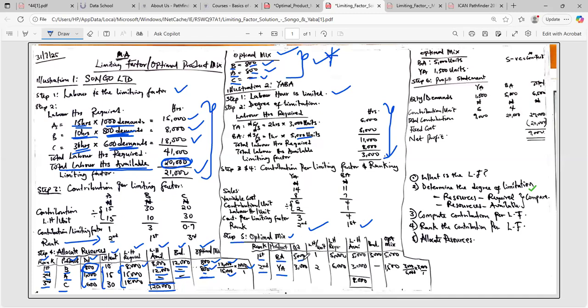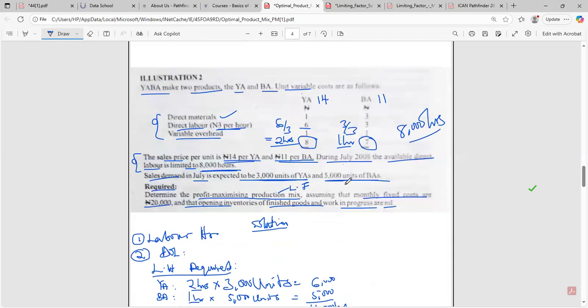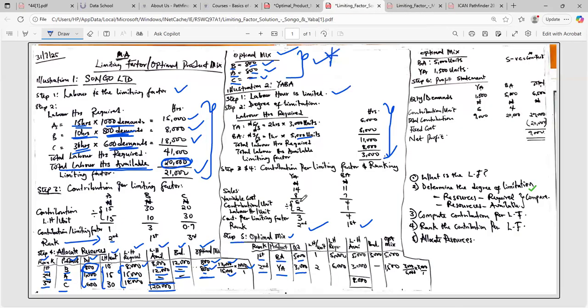So for bar, we have 5,000. For we have 3,000. Please don't forget, this is also in your question. Demand must always be given to you directly or indirectly. So that's what we did there. So what's our labor hour per unit? It's 1 hour and 2 hours.